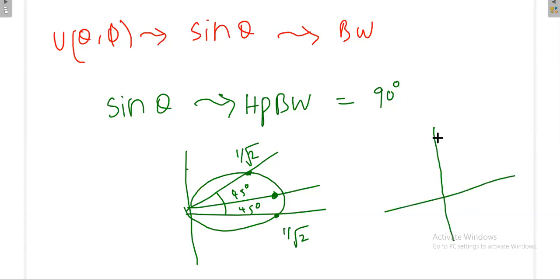Okay, when cos θ is 0, this is maximum. Then at what point will you get 1 by root 2? Please somebody tell me. This is cos θ, this is 0 degree. At what point will you get 1 by root 2? When will cos θ be equal to 1 by root 2? 45. Does 45 come? Sir, half power means the magnitude is only 1/2.